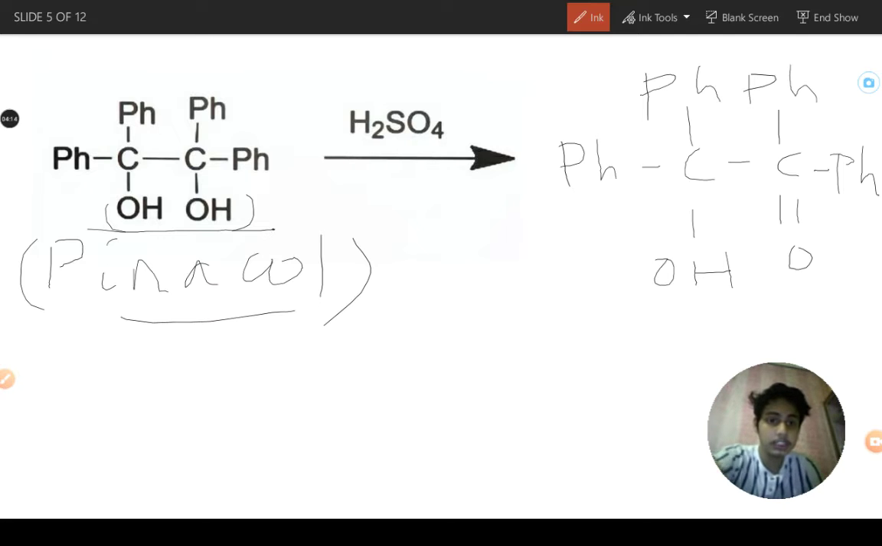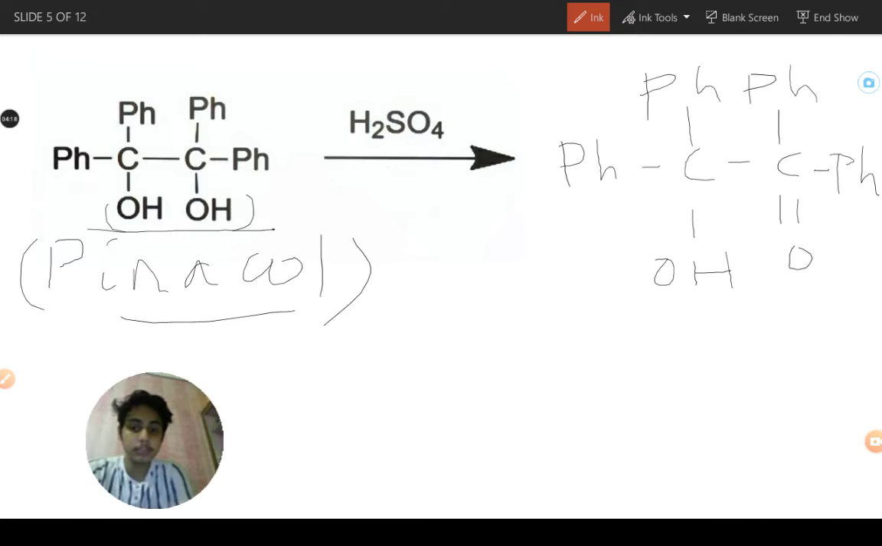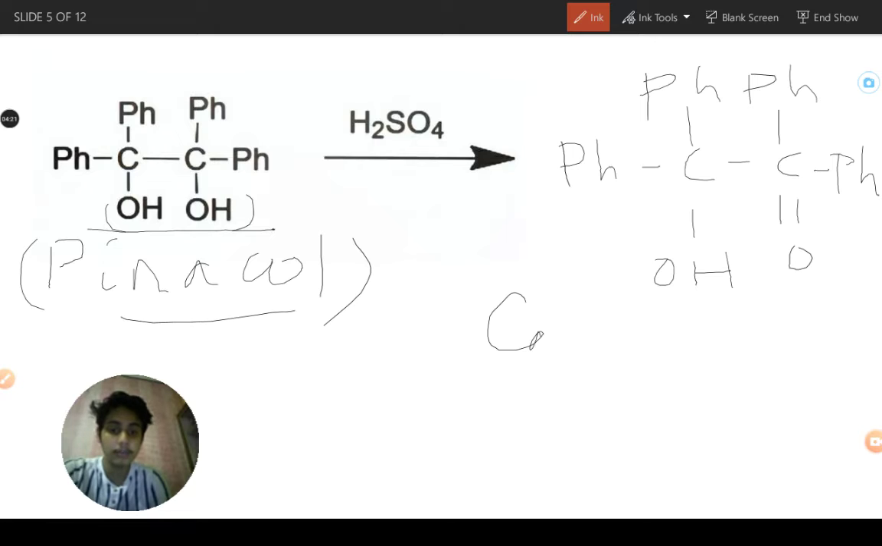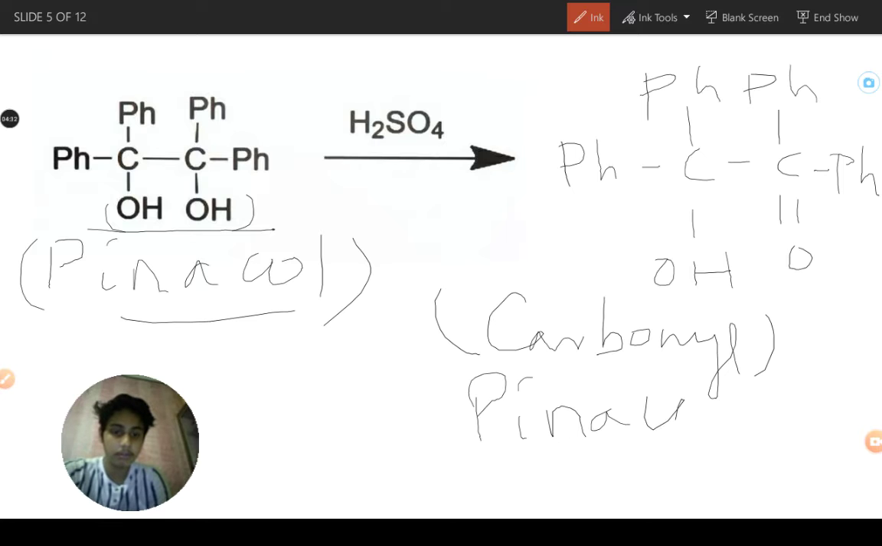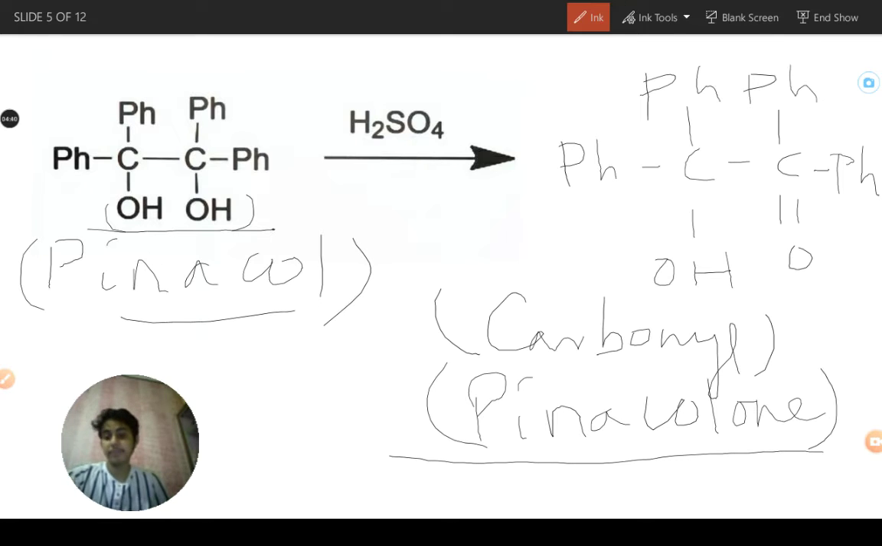You can see C double bond O. This is a ketone group. So this is a carbonyl compound, and this compound is known as Pinacolone. So this is all about the Pinacol and Pinacolone reaction. When a Pinacol reacts with H2SO4, it will give you Pinacolone. So I will be telling the mechanism of it.